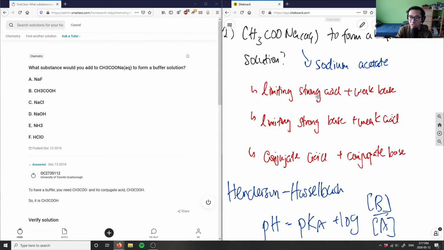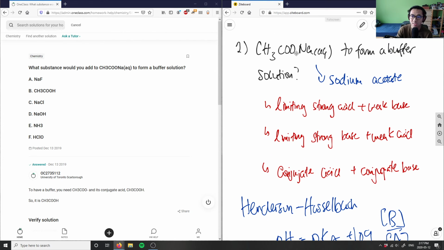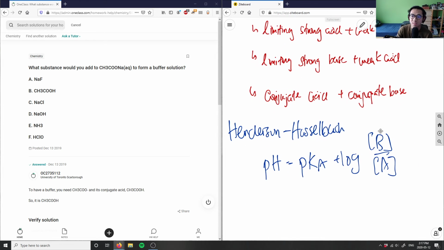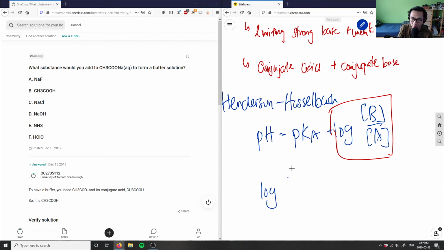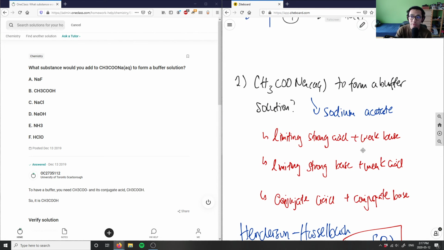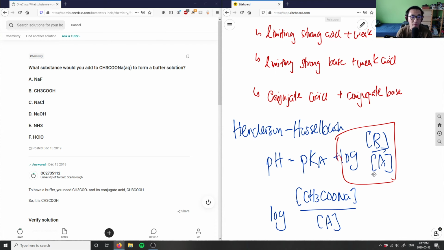But because this is a conceptual question, what we have first is CH3COONa, and this is sodium acetate. So we know that this here is our base, right? So we're really focused on just this part here, the log of base over acid. So we have our base already, the log of our base, which is CH3COONa. We want to find what acid we should put in this. So we need an acid first to create a buffer, right? Because according to Henderson-Hasselbalch, we need either a limiting strong acid plus a weak base, a strong base plus a weak acid, or a conjugate acid and conjugate base. So you can think of this here.